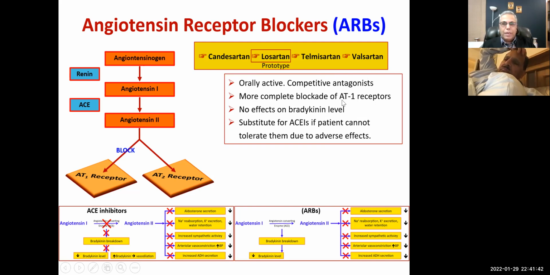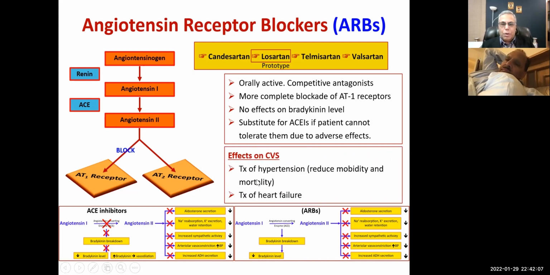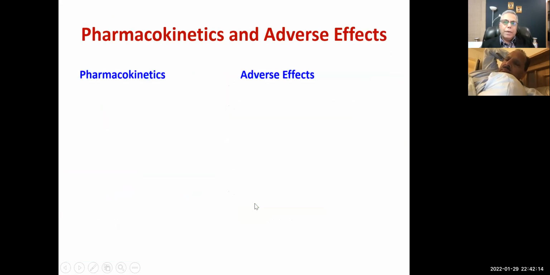More complete blockade of AT1 receptor, no effects on bradykinin levels. So that is why we do not get dry cough over here. Substitute for ACE inhibitors if patient cannot tolerate them, but it depends upon the physician. Many physicians, they start with ARBs. Others would prefer to start with ACE inhibitors. So that is a clinical decision. Effects on cardiovascular system: used for treatment of hypertension and treatment of heart failure, right?